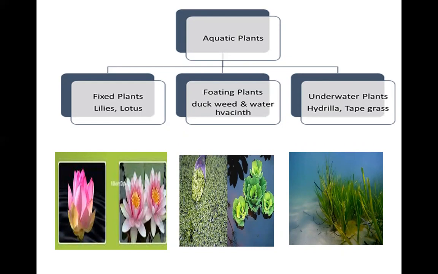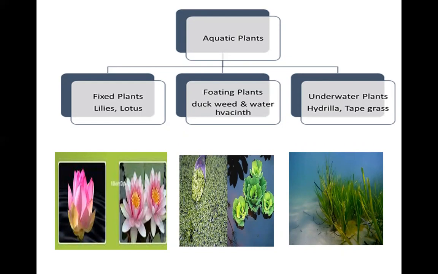Now next is floating plants. Some aquatic plants float in water. They have spongy, swollen plants. Duckweed and water hyacinth are such examples of floating plants. Now next is underwater plants.